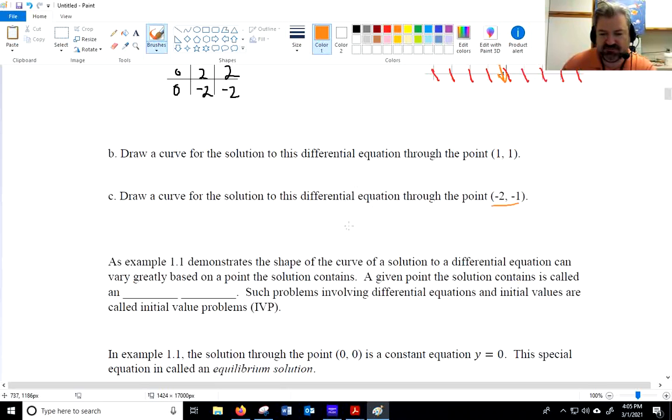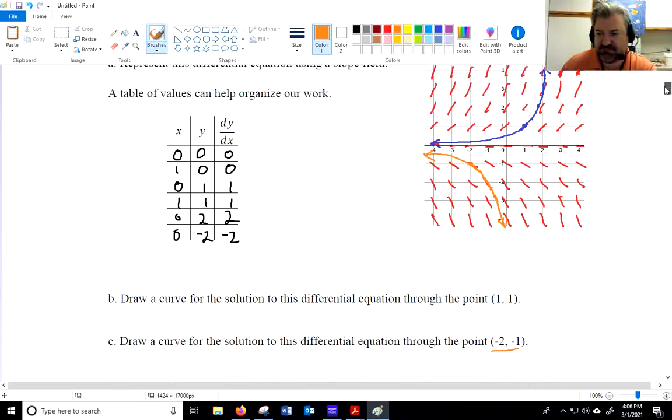Example 1.1 demonstrates the shape of the curve of the solution to a differential equation. And it shows, like we discussed, that it can vary greatly based on a point the solution contains. A given point the solution contains is called an initial value. And as we see, initial value can really make a difference. Such problems involving differential equations and initial values are called initial value problems, or IVP. And in example 1.1, the solution through the point 0, 0 is a very special solution.